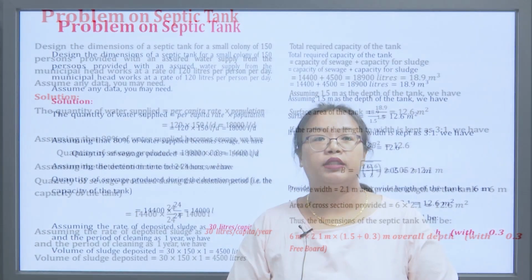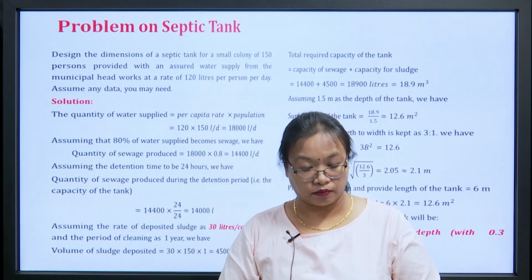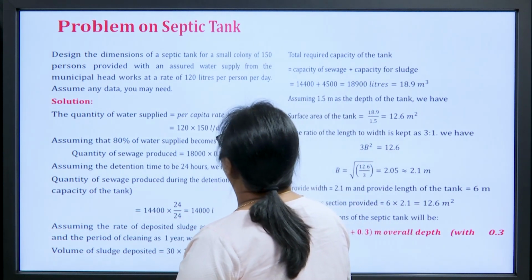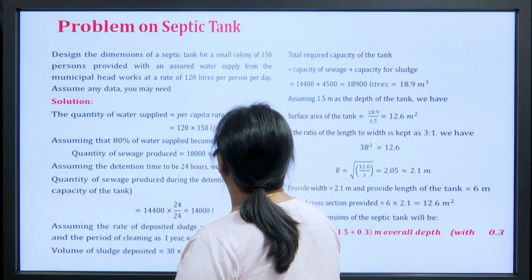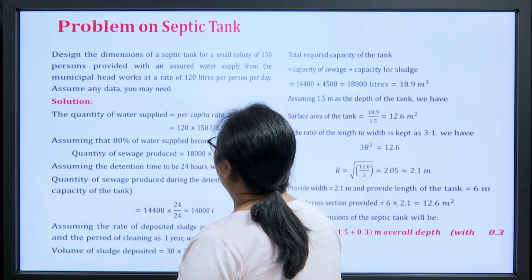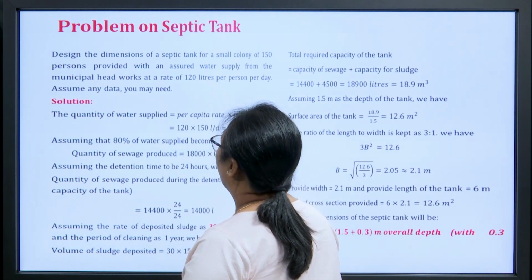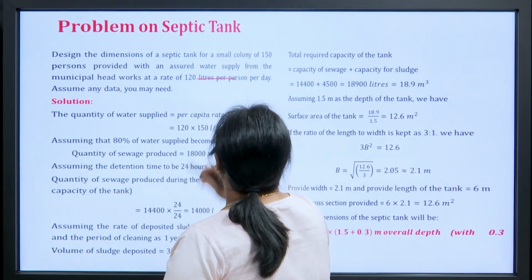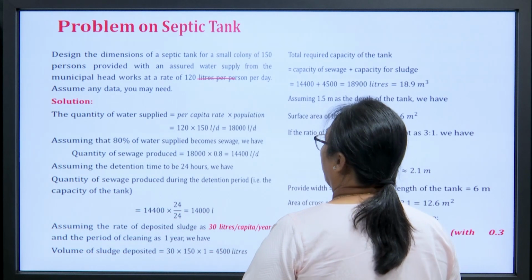Now, this is a problem on septic tank. Design the dimension of a septic tank for a small colony of 150 persons provided with a water supply from the municipal head works at a rate of 120 liters per person per day. Assume any data you may require.